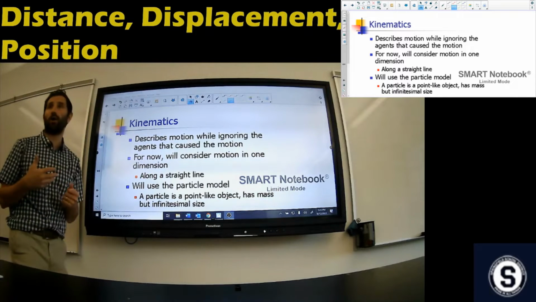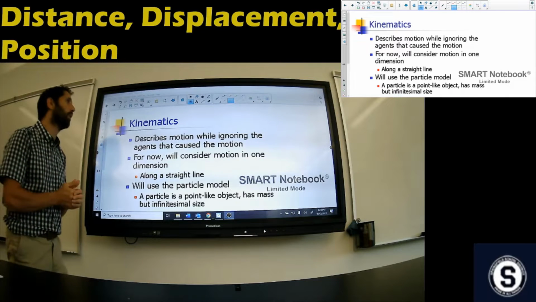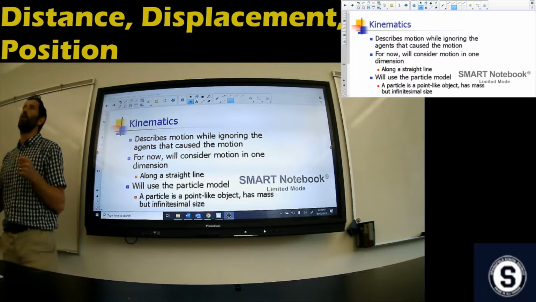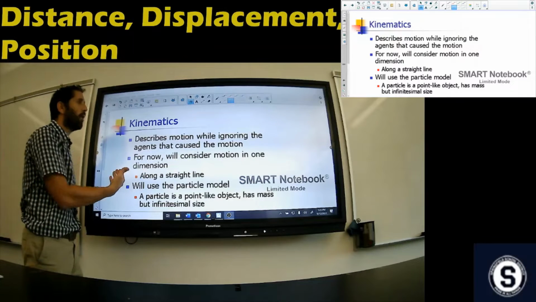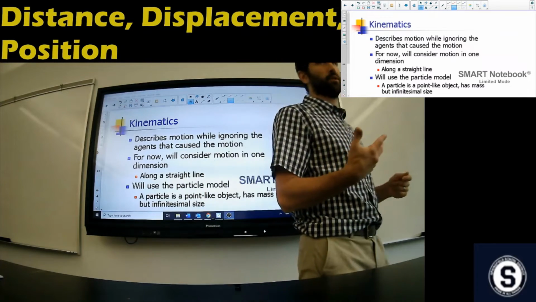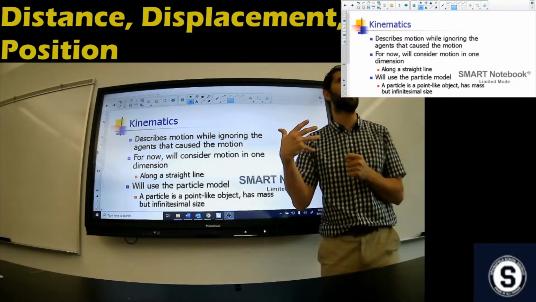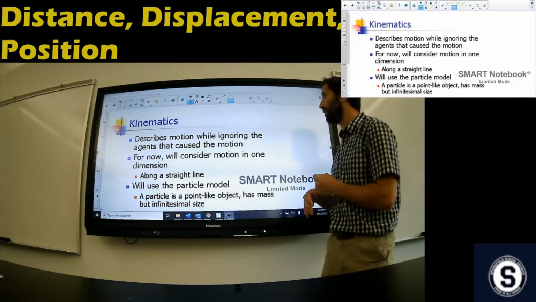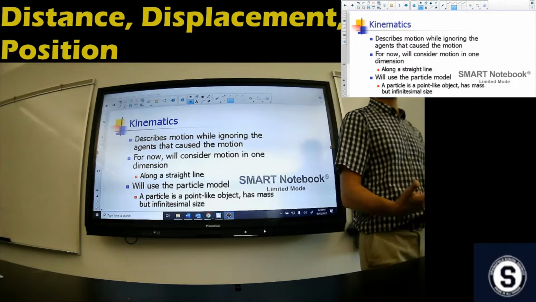Kinematics is all about describing motion while ignoring the agents that cause the motion. In other words, we're not really interested right now in how or why the thing is moving the way it's moving. We're just interested in describing its motion.